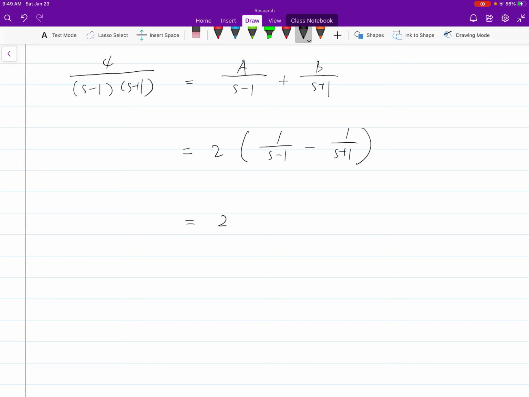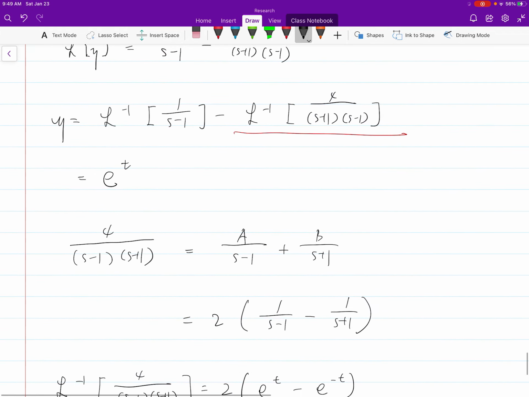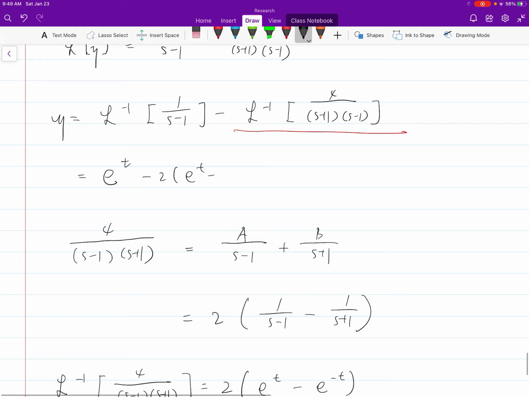Then what we have is partial fraction, 2 of this. Then what is the inverse Laplace transform of this? Well, it's going to be 2 because of linear. The first term goes to e to the t. The second term goes to e to the minus t. So finally, you have minus e to the t, these two combine, plus 2e to the minus t. That is your solution.